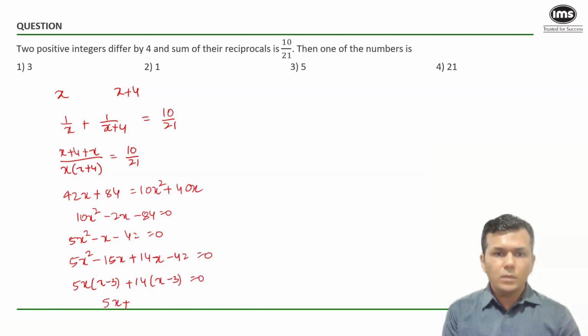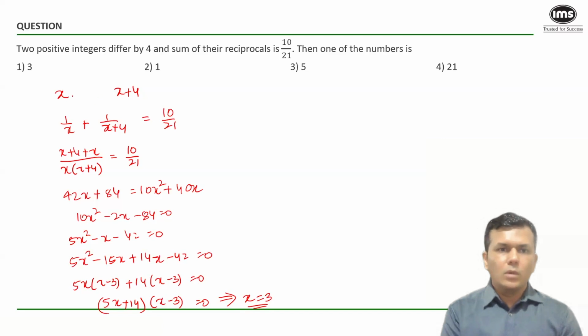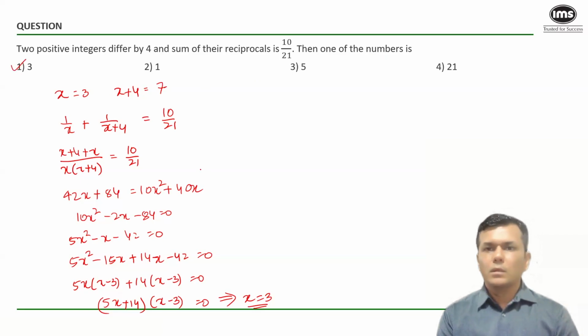So (5x plus 14)(x minus 3) equals 0. So this gives us x equal to minus 14 by 5, which is not a positive integer. So let's discard it. And the other possible solution is x equal to 3, which is a positive integer. So if x is 3, the next number is x plus 4, which is going to be 7. So one of the numbers out of these two is 3 as per the option, right? So this is one way to solve the question.